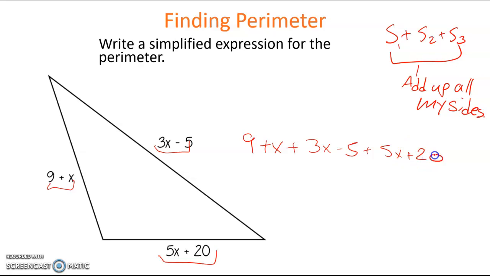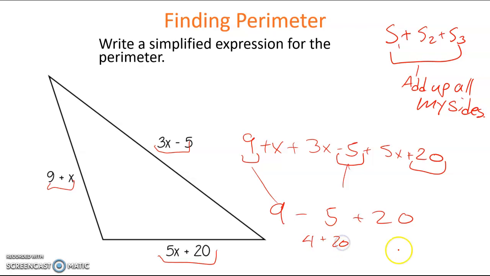plus 20, all right? And then from there, it's the same process. I start with my first term, my 9. I'm going to see if I have any other constants. I have a negative 5 and then a plus 20. I'm going to write them down this way. 9 minus 5 plus 20, that's the same as 4 plus 20, which is 24, all right? So I cross those out because I'm done with those.